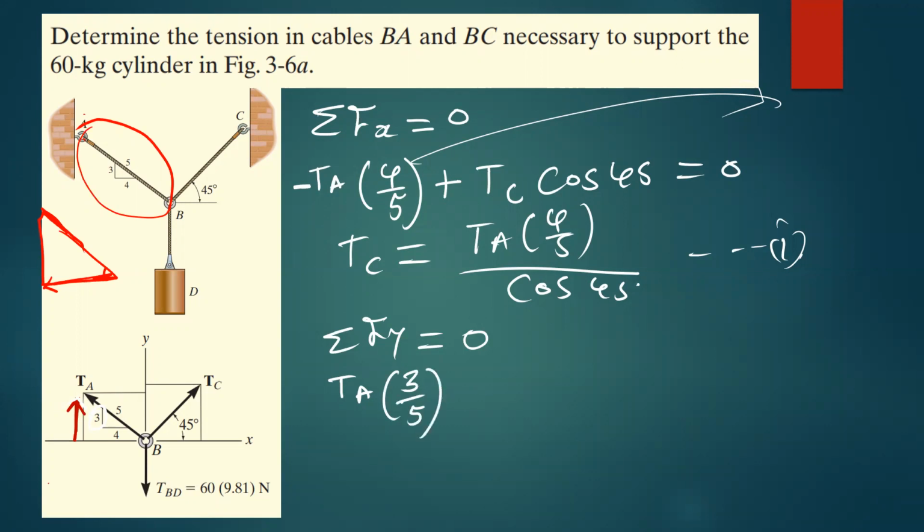And then the y component of TC is also facing up. So this is going to be positive TC. And since it's opposite to the angle there, we use sine 45, because from SOHCAHTOA, sine is the one that deals with the opposite and the hypotenuse.